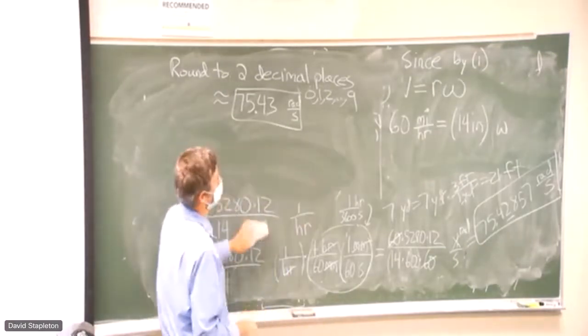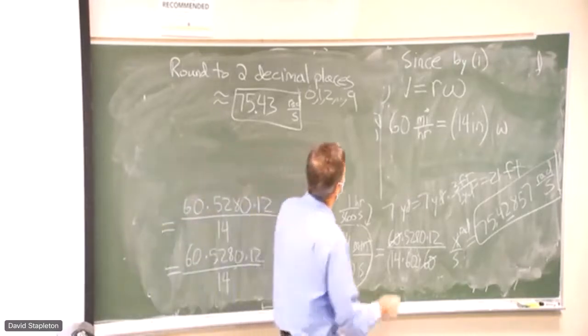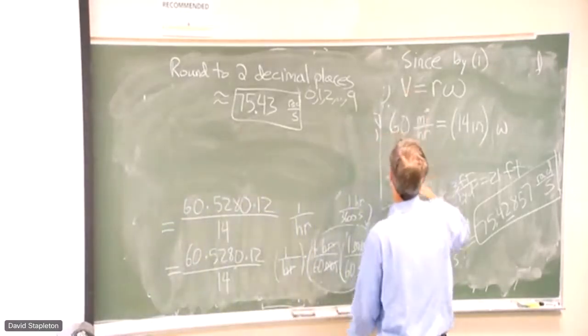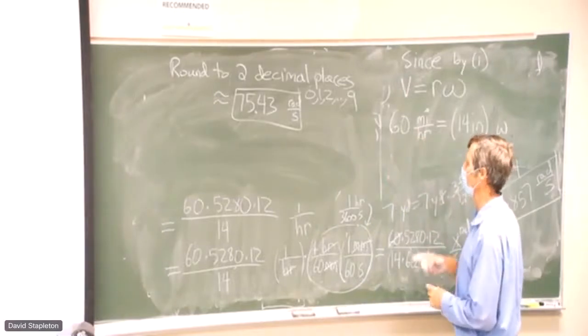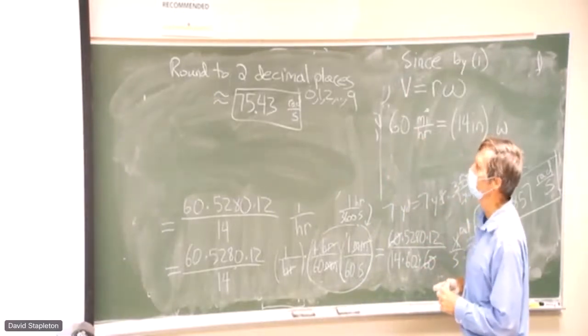It wasn't that hard a problem, just v equals r omega, but you have to figure out what's what in the problem, circle them, and figure out what you have and what you need, and then all these unit conversions are kind of tricky.